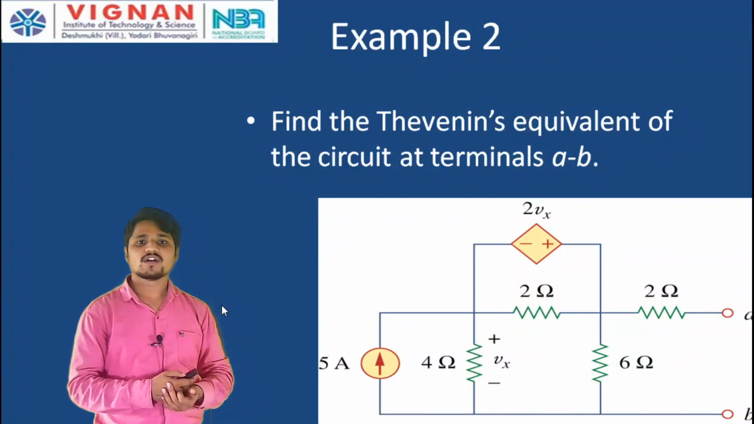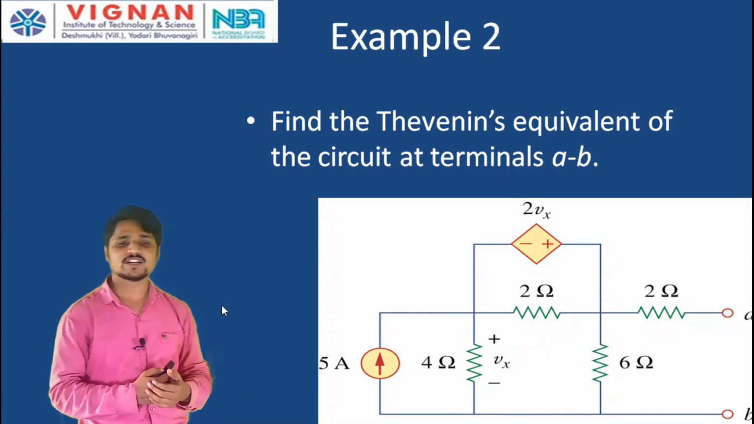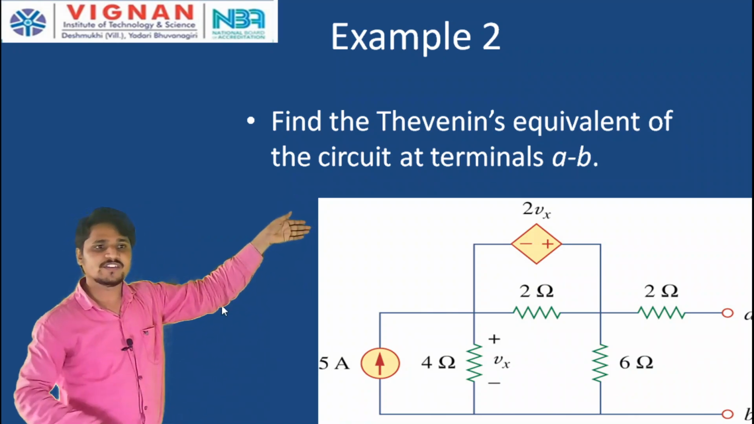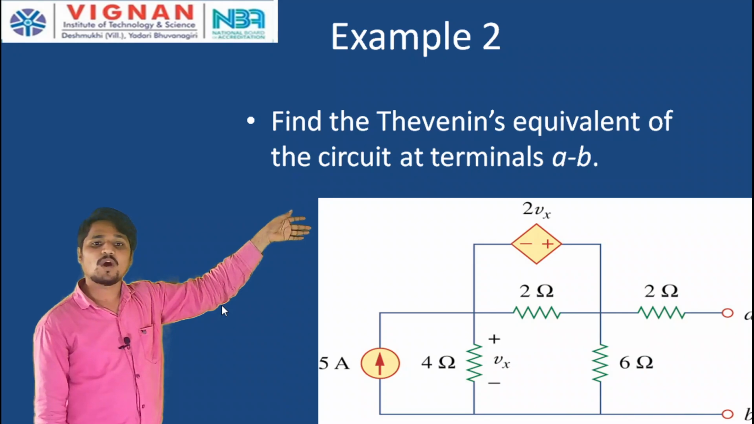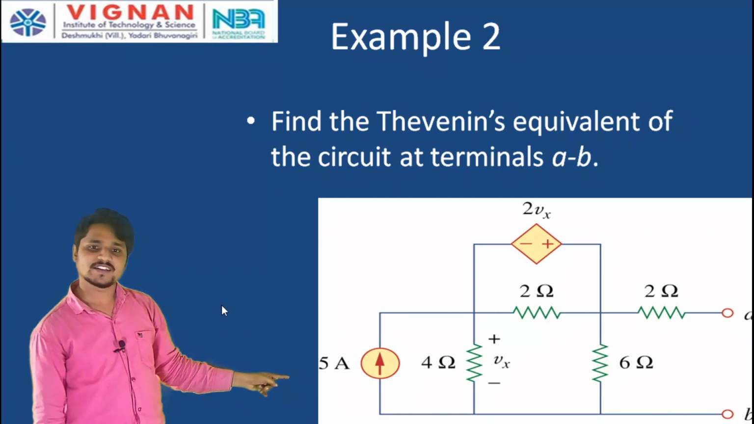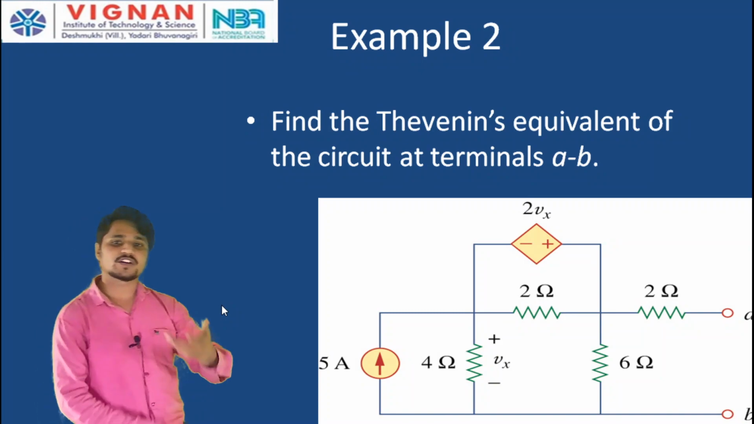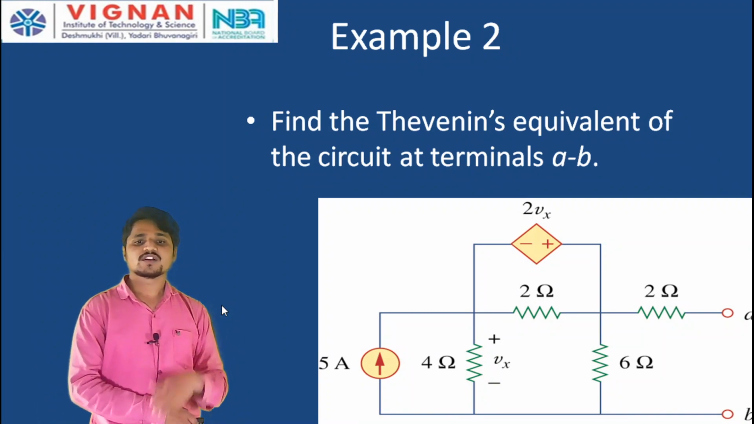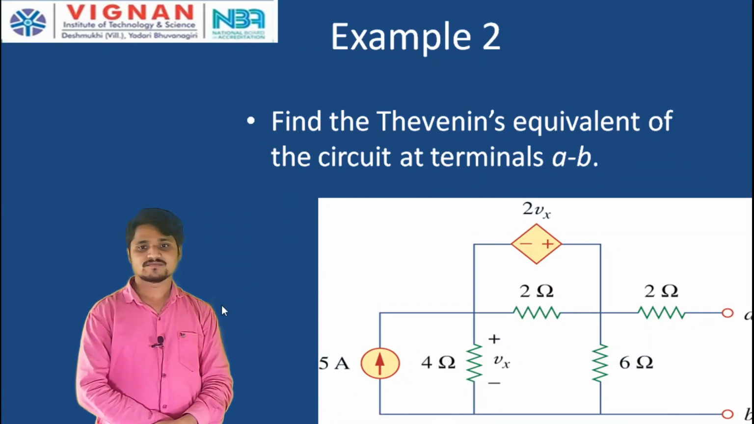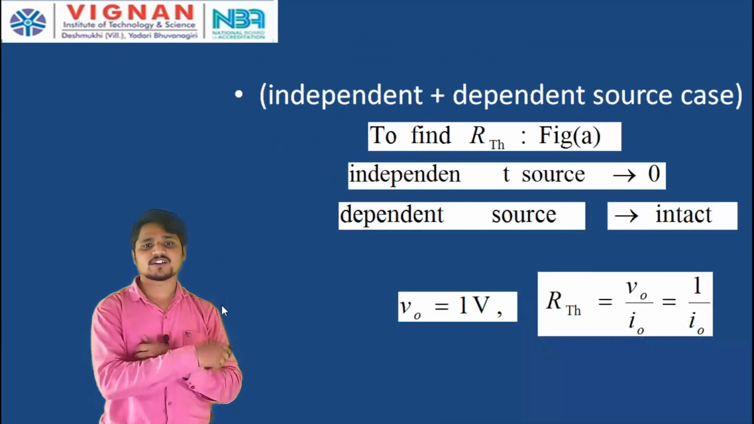Now, let us solve one example problem on Thevenin's theorem for case 2, a network consisting of dependent sources. In this network there is one independent source, a 5 ampere current source, and a dependent source, 2Vx, which is a voltage dependent voltage source. The voltage of this source depends upon the voltage across the 4 ohm resistor, that is Vx. How do we find and draw the Thevenin equivalent circuit? That is the question here.